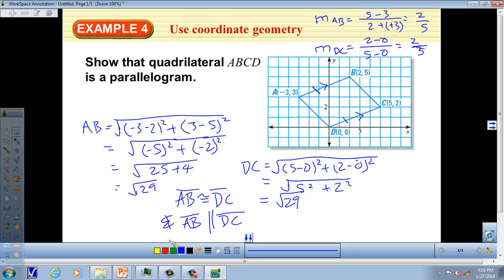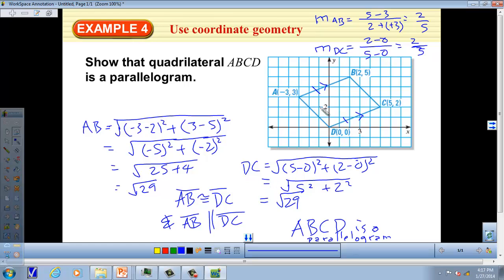And since these two things are true, we have one set of sides that are congruent and parallel. We can say ABCD is a parallelogram. Okay? And in the second part of this, we're going to talk about other ways that we could prove it. I'm just going to go over it right now, actually.